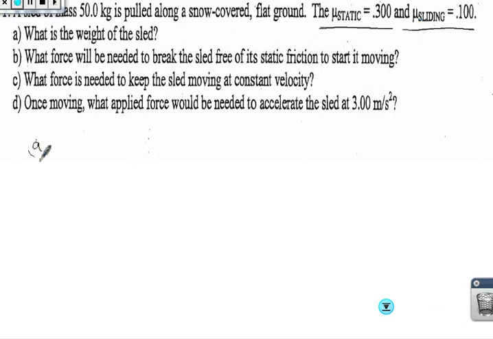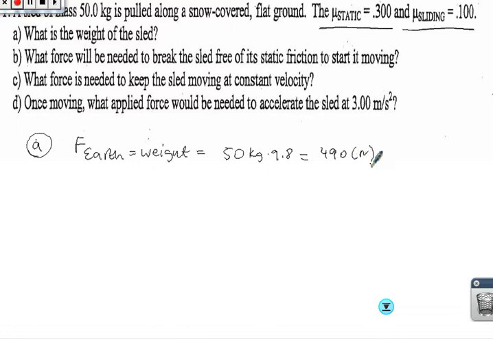So for part A, we have the force of earth, which is the weight, which is 50 kilograms times 9.8, which is 490 newtons. The picture for this pretty much looks like this when you have a sled being pulled along the snow.